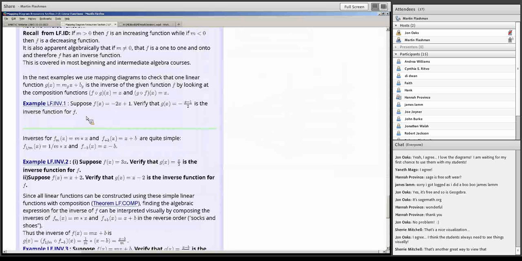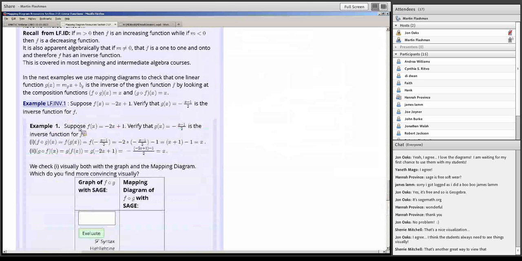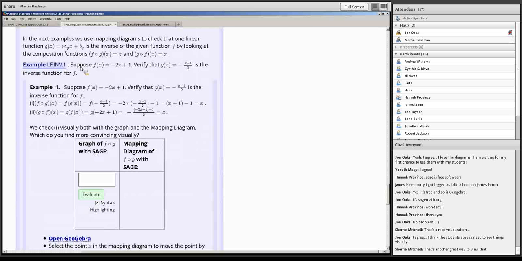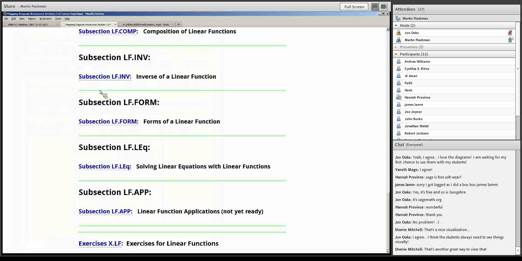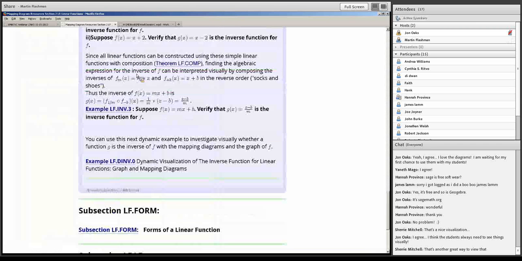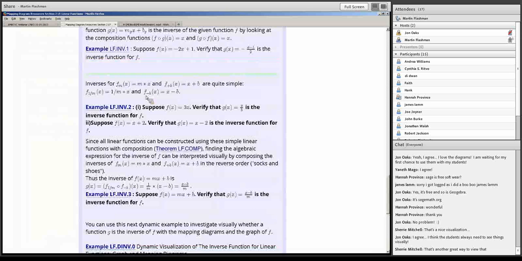So we know that inverses undo what the function does. So here's an example. Okay, let's reload this page. Sometimes Sage gets a little bit fussy about you using it too much.